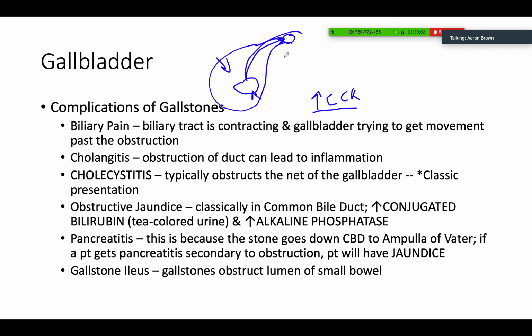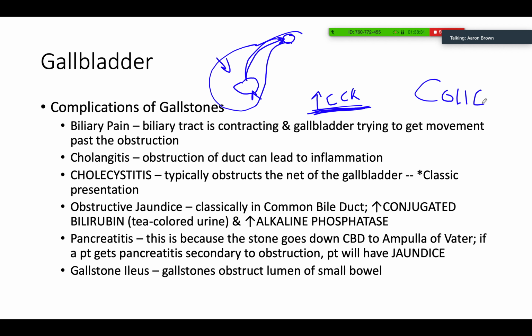With these patients, they are going to have pain when this happens, and the pain is going to be colicky, meaning the pain comes and goes. Whenever the CCK gets elevated, the gallbladder contracts and we get the pain. CCK is going to drop after a minute or two, and so the pain will go away. We call that colic pain, a pain that comes and goes.